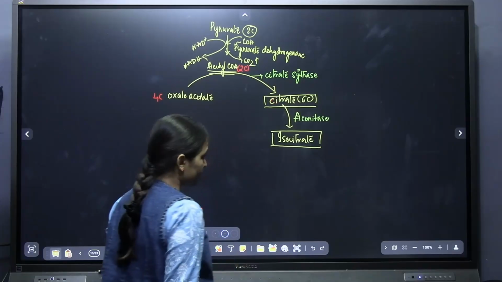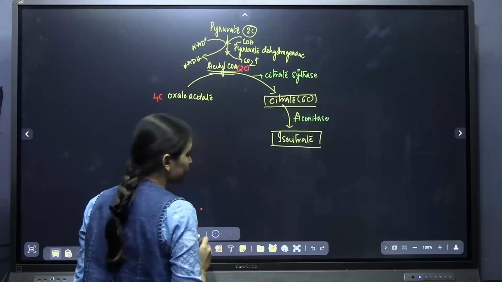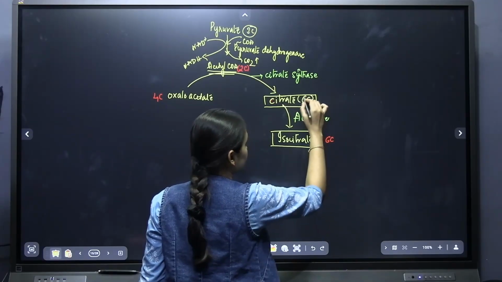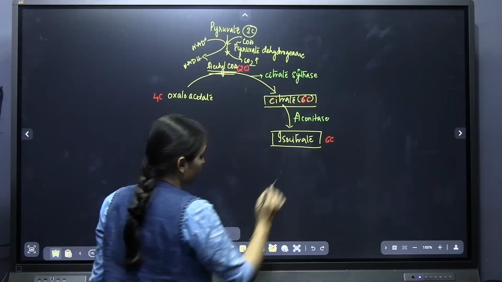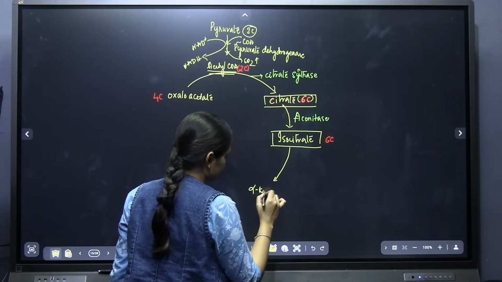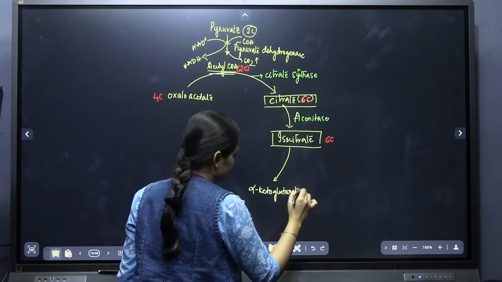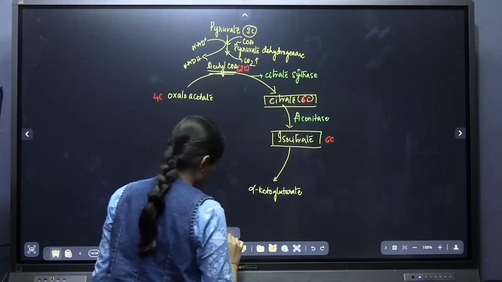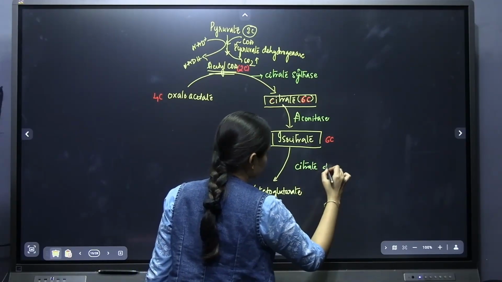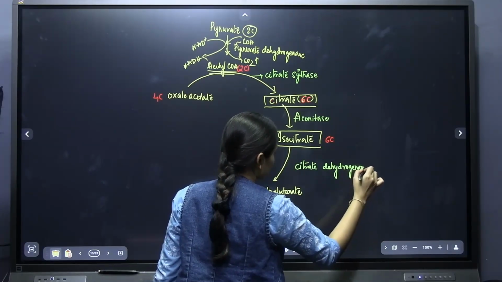Aconitase. Okay. Now isocitrate, this is how many carbon compound? No evolution of carbon dioxide has taken place, which means how many carbon molecule it is? It is also 6 carbon. Okay, 6 carbon. Now the isocitrate will be converted to alpha ketoglutarate. The enzyme used here is isocitrate dehydrogenase.